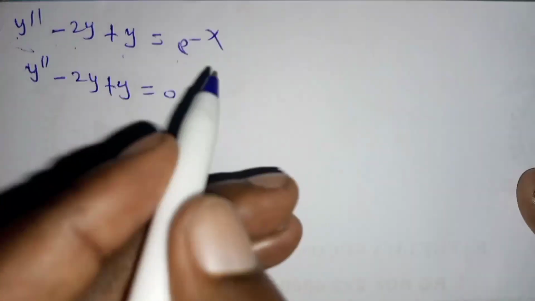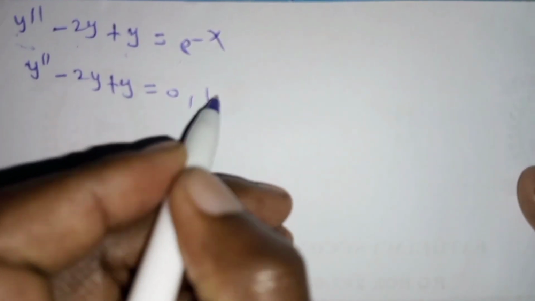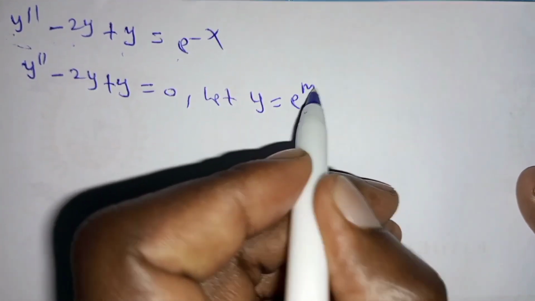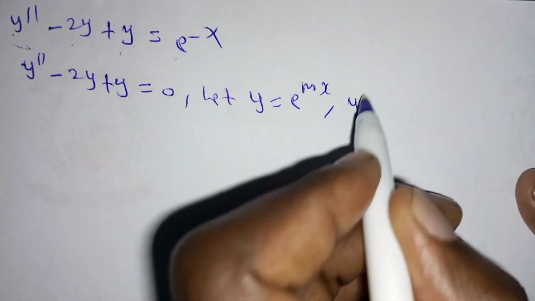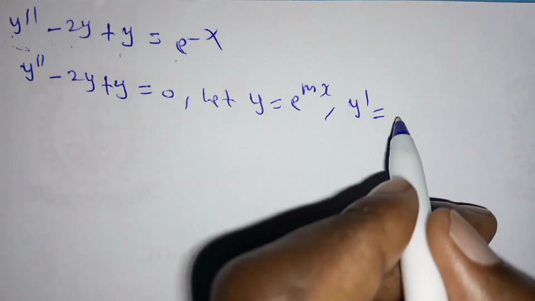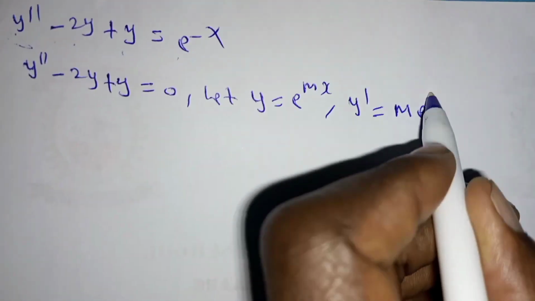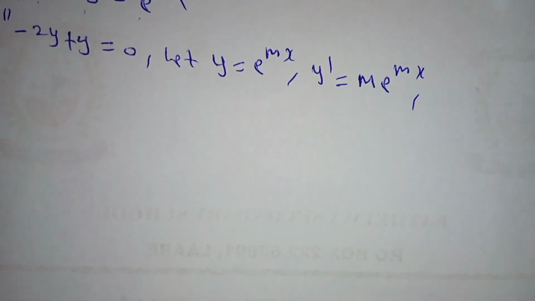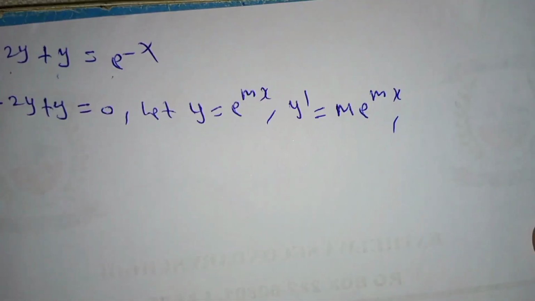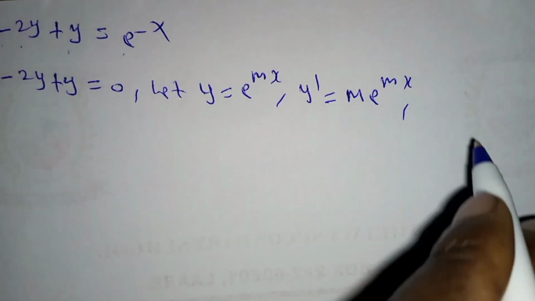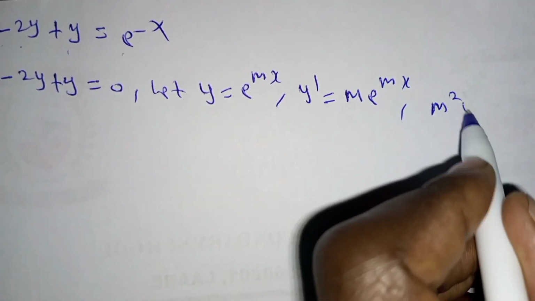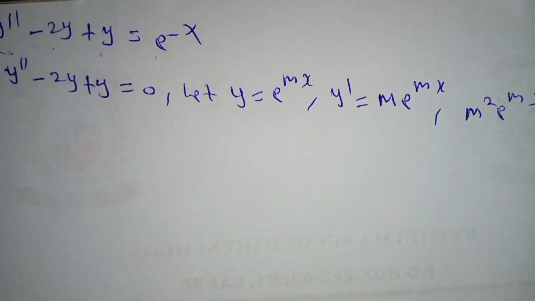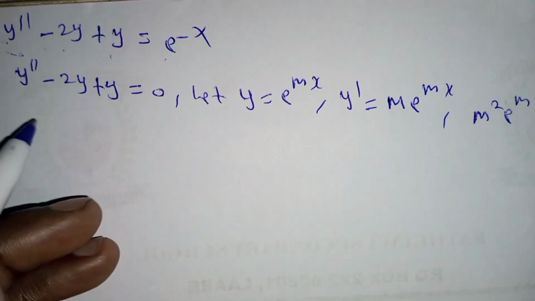To solve the complementary part, we shall write our y to be equal to exponential mx. Then we differentiate y once to get y prime equal to m exponential mx, and we differentiate y a second time to get y double prime equal to m squared exponential mx. From there, we substitute our values of y.